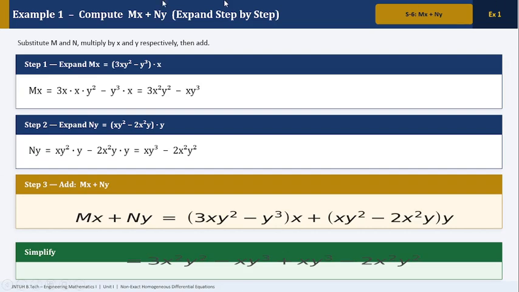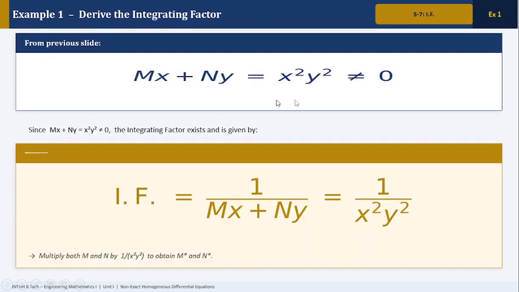So we'll find the integrating factor by first computing Mx plus Ny. Multiply M with x: 3xy square minus y cube, times x, so this is 3x square y square minus xy cube. Multiply capital N with y, and this is xy cube minus 2x square y square. Add Mx and Ny: 3x square y square minus xy cube plus xy cube minus 2x square y square. So this is 3x square y square minus 2x square y square, which is x square y square. So the integrating factor is 1 by Mx plus Ny, which is 1 by x square y square.